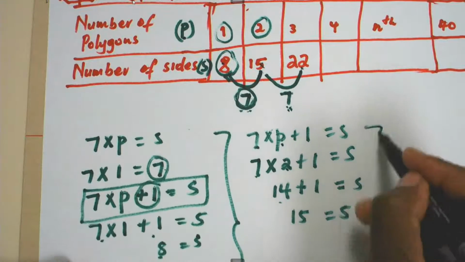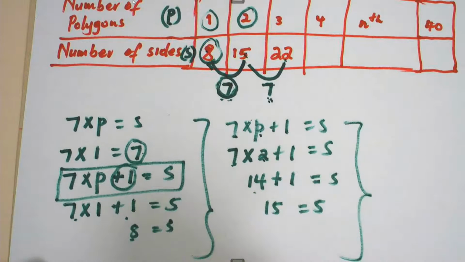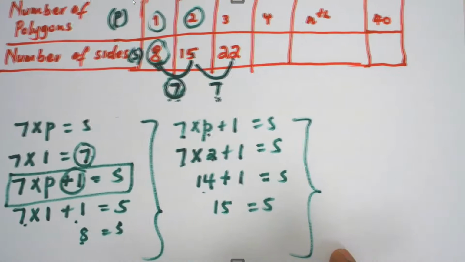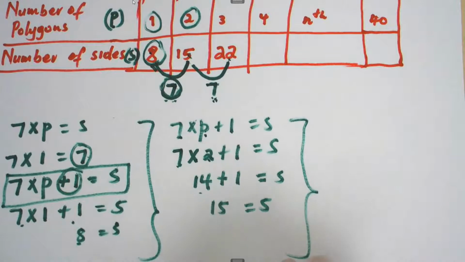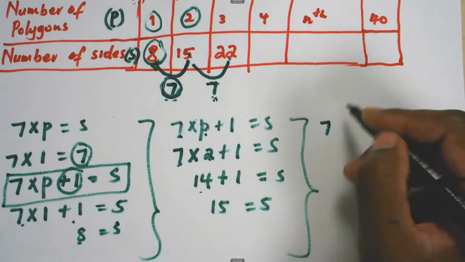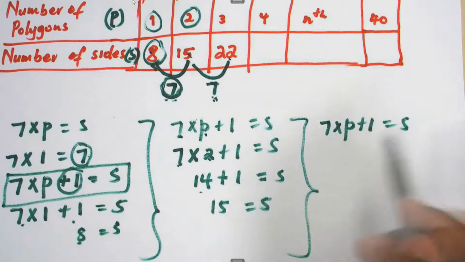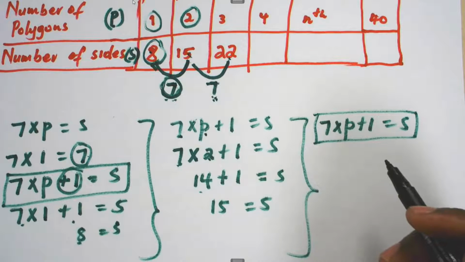Let us test it again, because it may give us the first and the second, but it may not give you the third. If it gives you the first and the second and the third, then you can be confident that yes, your equation is correct. You can apply it to find other unknowns. So we say 7 multiplied by P plus 1 equals S. Why? Because this is what we have deemed to be our equation.